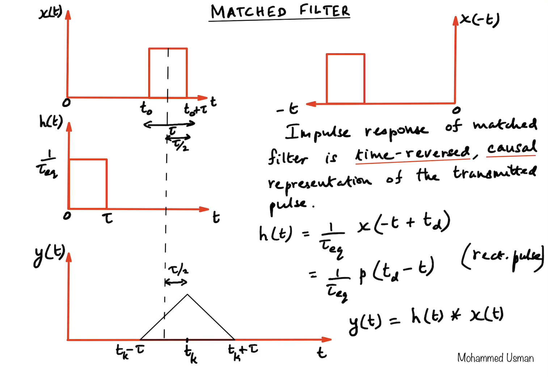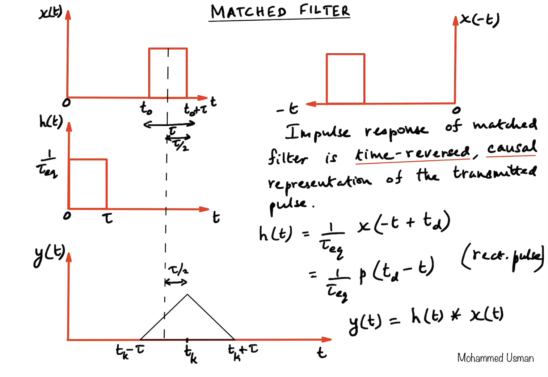So, and that is how we use the matched filter. The output of the matched filter is 0 outside Tk plus tau and outside Tk minus tau. So to the left of Tk minus tau and to the right of Tk plus tau, the output of the matched filter is 0. If we arrange our pulses to be spaced such that the neighboring outputs of the matched filter do not overlap, then we can have 0 intersymbol interference. So matched filter has no intersymbol interference.